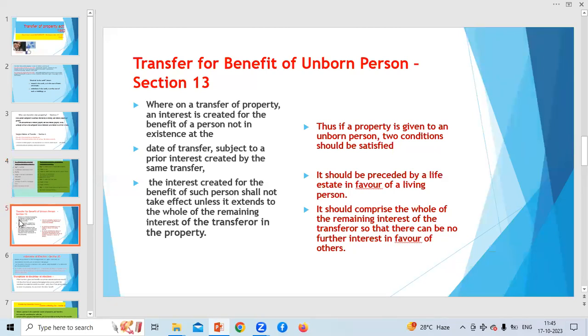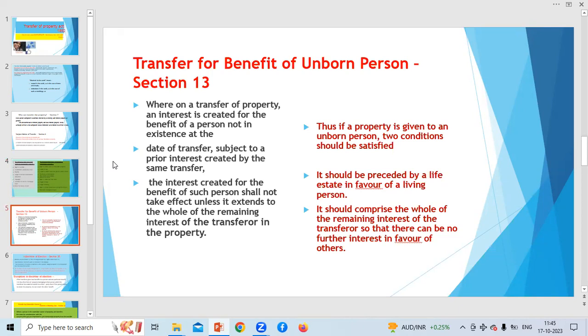Transfer for benefit of unborn person, Section 13. What we saw here is Sections 6 and 7. Now Section 13, where on a transfer of property, an interest is created for the benefit of a person not in existence at the date of transfer, subject to a prior interest created by the same transfer. Very important: subject to a prior interest created by the same transfer.